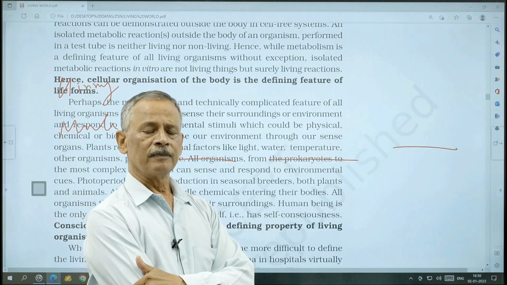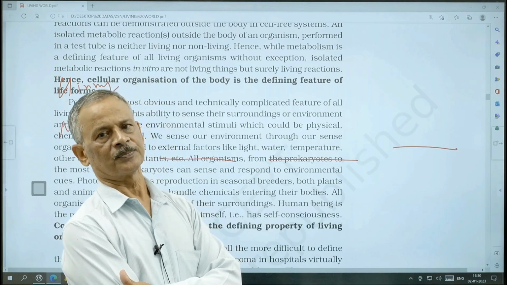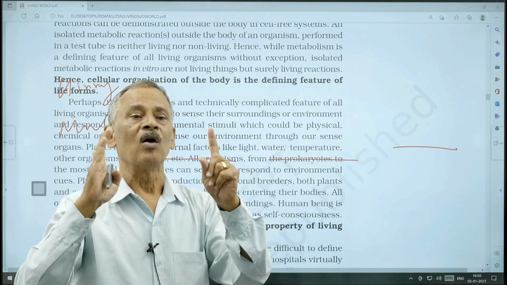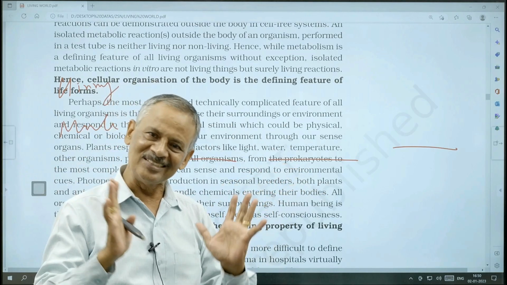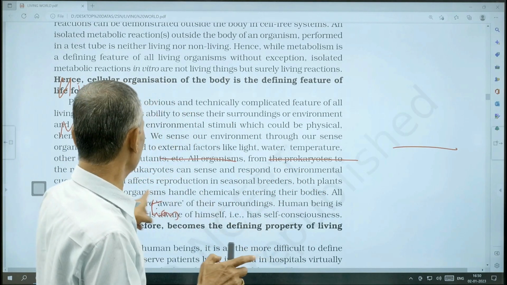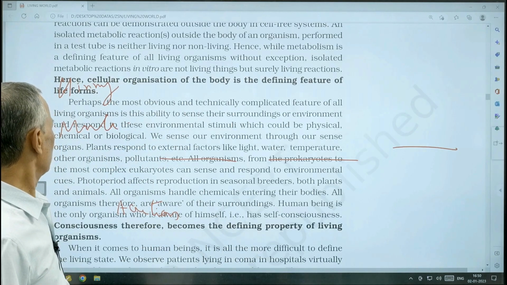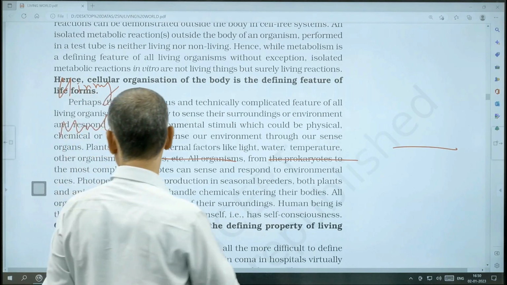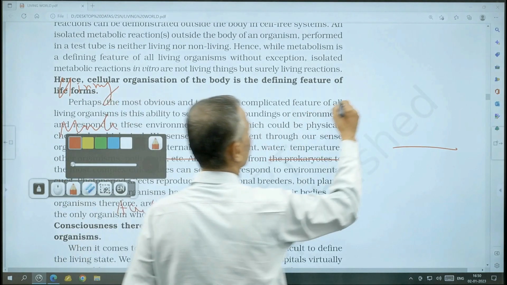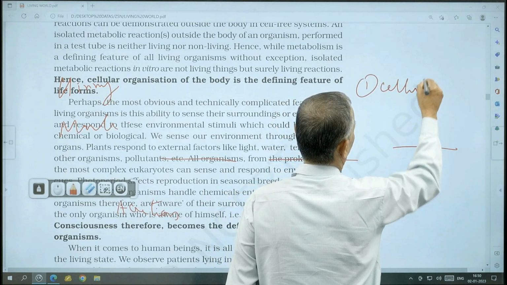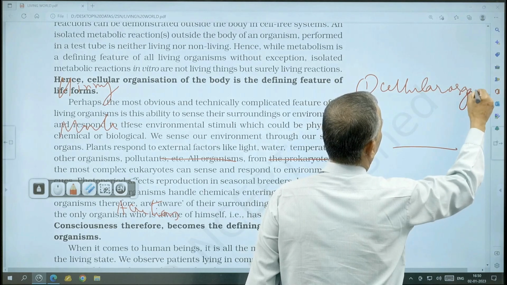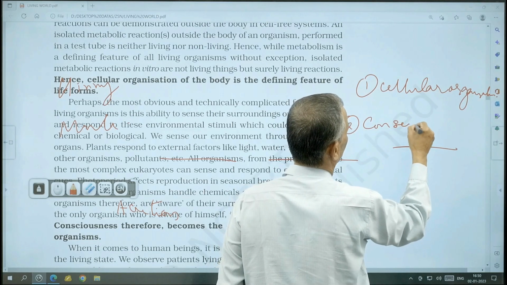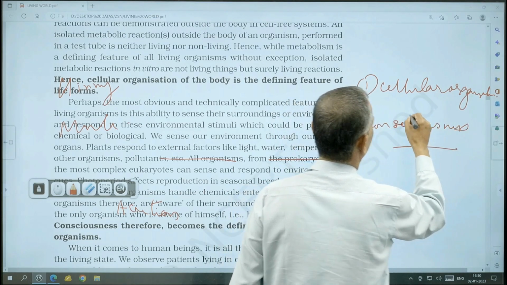This is called simply consciousness. All living things are conscious of, they are aware of what is happening in their surroundings and they adjust their body conditions according to the changes in the surroundings. Is that clear? So we have only these two features. What are the two features? Number one, cellular organization. Two, consciousness.